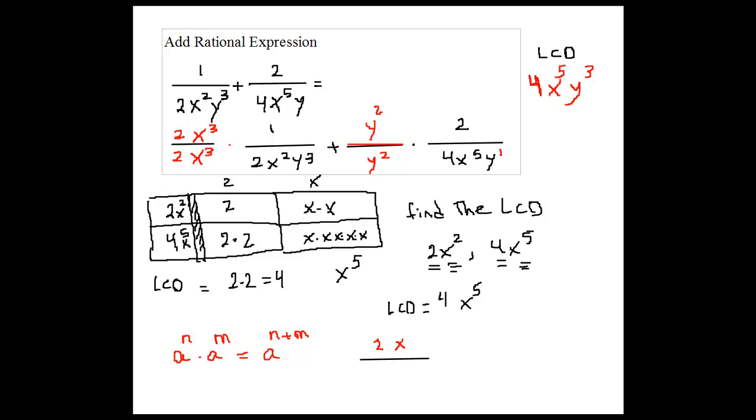So let's continue. So over here we have 2x to the power of 3, and at the bottom of the fraction here we get 4x to the power of 5, y to the power of 3. That's your LCD. And then plus, and here we have 2y to the power of 2 over the LCD, which would be 4x to the power of 5, y to the power of 3.